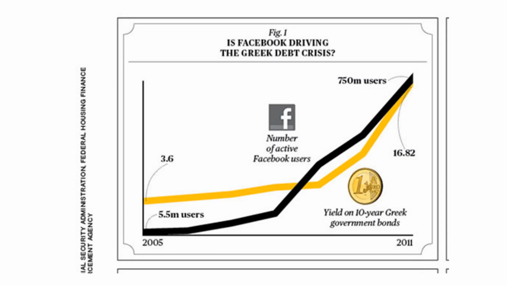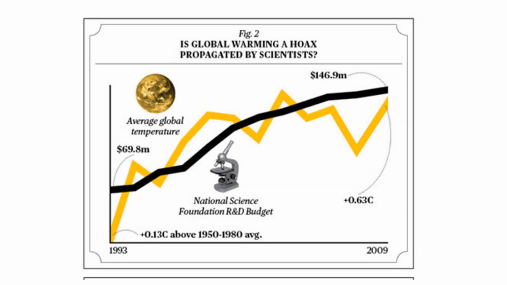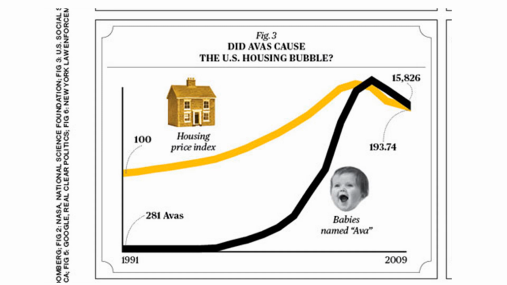A Business Week article does a good job of illustrating extraneous variables by describing several coincidental correlations. Coincidental correlations exist between the number of active Facebook users and the Greek debt crisis. A coincidental correlation exists between the average global temperature and the NSF budget. A coincidental correlation also exists between the number of babies named Ava and the housing price index.